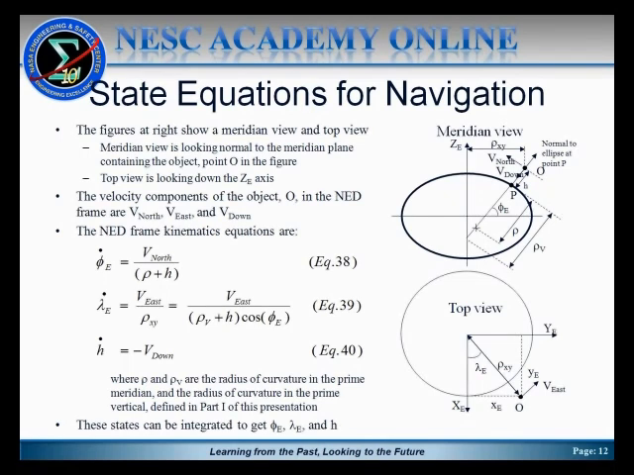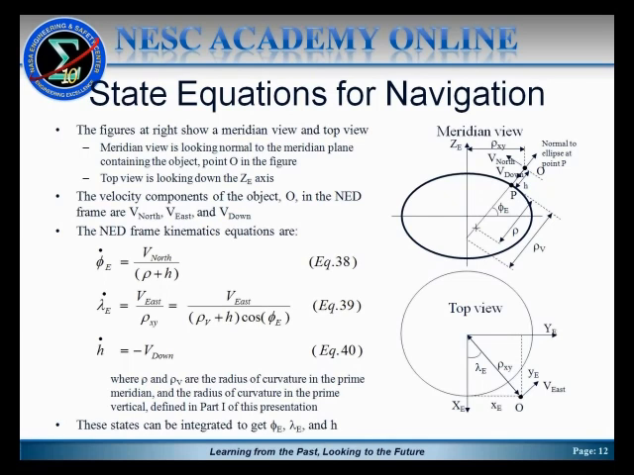And the parameters that are shown there were defined in part 1 of this presentation, such as the parameter rho, which shows going from a little plus sign somewhere in the interior of the oblate spheroid up to the point P. That's the radius of curvature in a prime meridian. And rho v is the radius of curvature in a prime vertical, and rho xy is a parameter that's derived from those two. And those were discussed extensively in part 1 of this presentation.